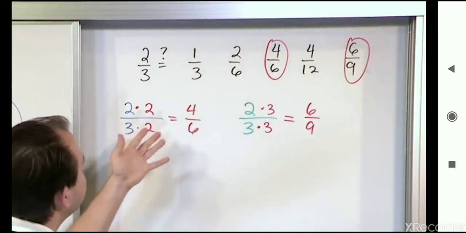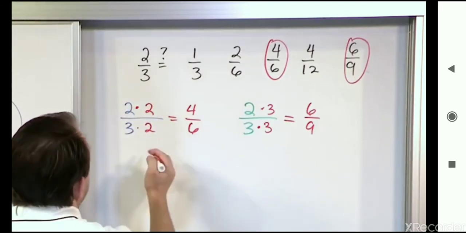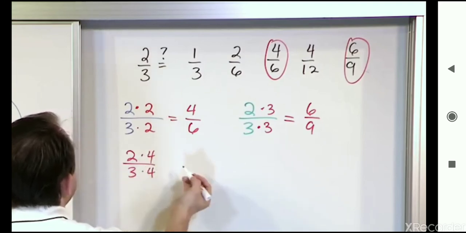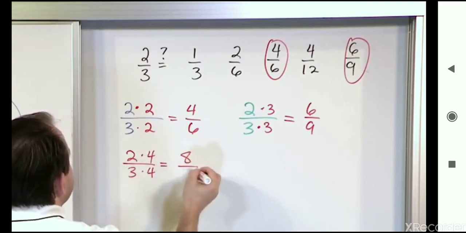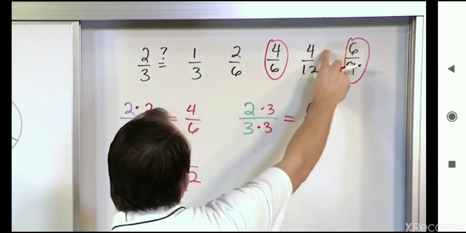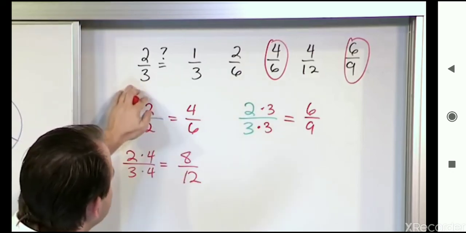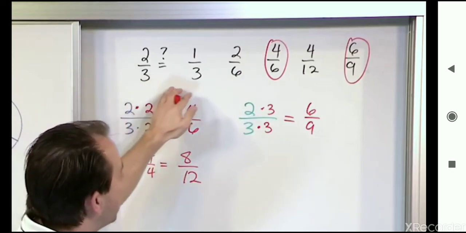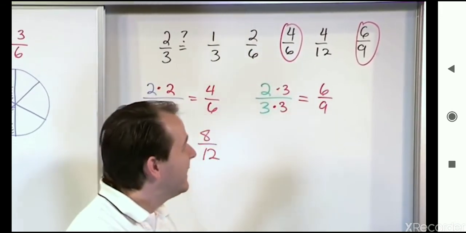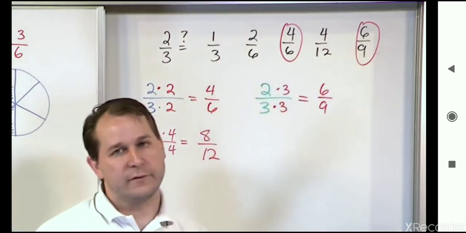Now I can keep going. I can keep multiplying by 4, right? But let's just do it real quick. 2/3. If I multiply the top by 4 and the bottom by 4, on the top I'll get 8, and on the bottom I will get 12. So I look for 8/12. I don't see it. I have a 4/12. That's different. That's not equivalent. If I keep multiplying by 5 and by 6 and by 7, I'm not going to have any matches here. So I'm done with that. So we can see here that these 2 fractions are equivalent to each other, and they're also equivalent to 2/3.